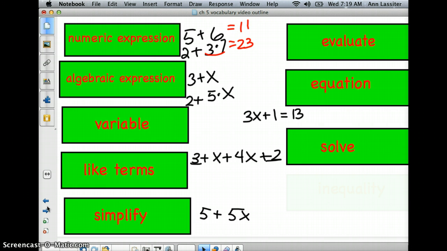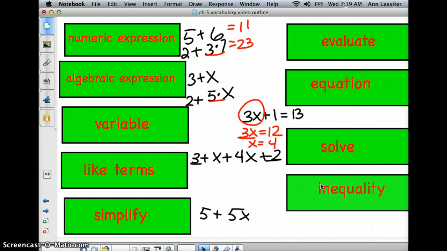I can solve the equation by finding what value of x would make that a true statement. Looking at that one, I can know that 3x has to be equal to 12 because 12 plus 1 is 13. So 3x would equal 12, and this 3 connected to the x is by multiplication. We don't often write this times sign. When you want to multiply, we often just put it right next to it. So then we would get x equals 4.